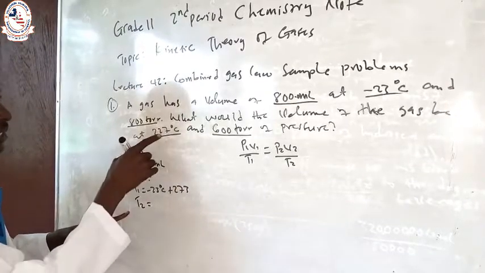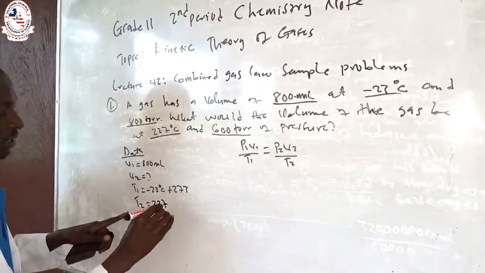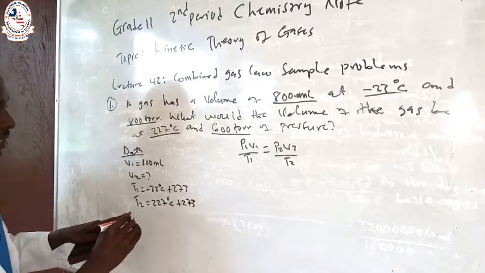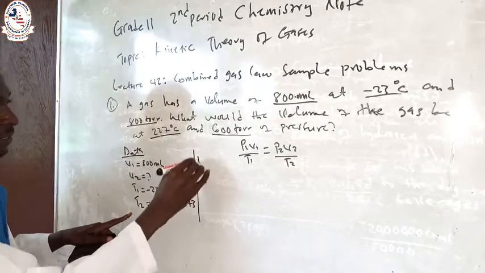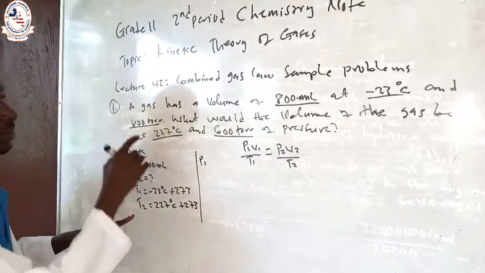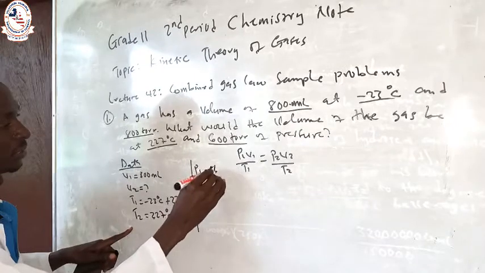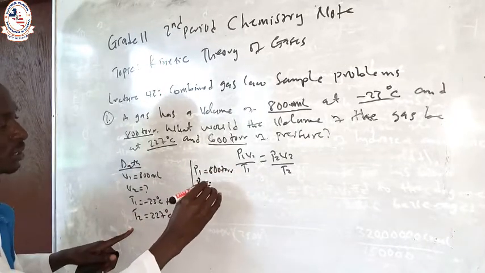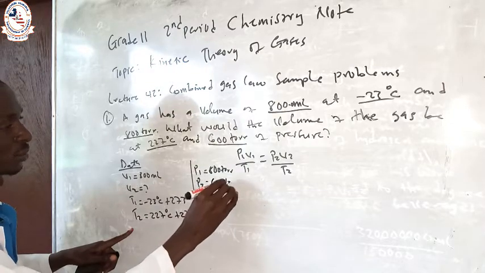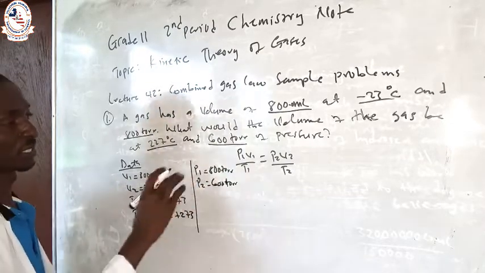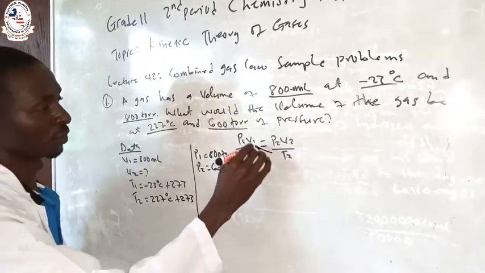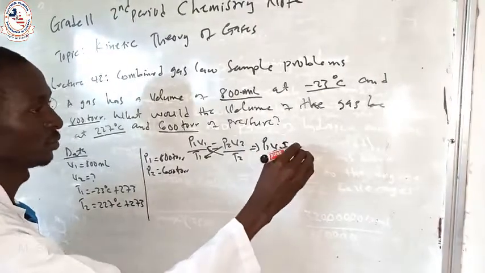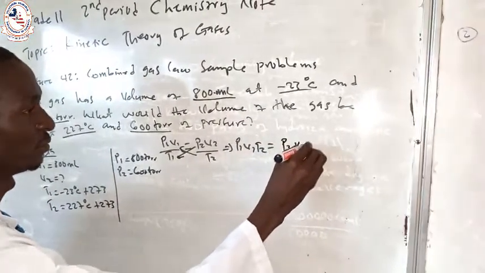Our second temperature T2 is 227 degrees C. We convert it to Kelvin by adding 273. And then our P1, the first pressure, is given to be 800 torr, and our second pressure, P2, is 600 torr. Since we are interested in V2, we cross multiply. Here we will have P1 V1 T2 is equal to P2 V2 T1.